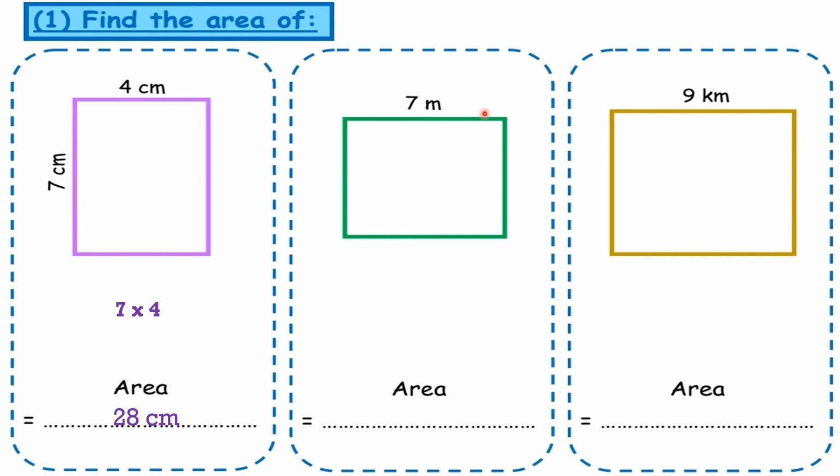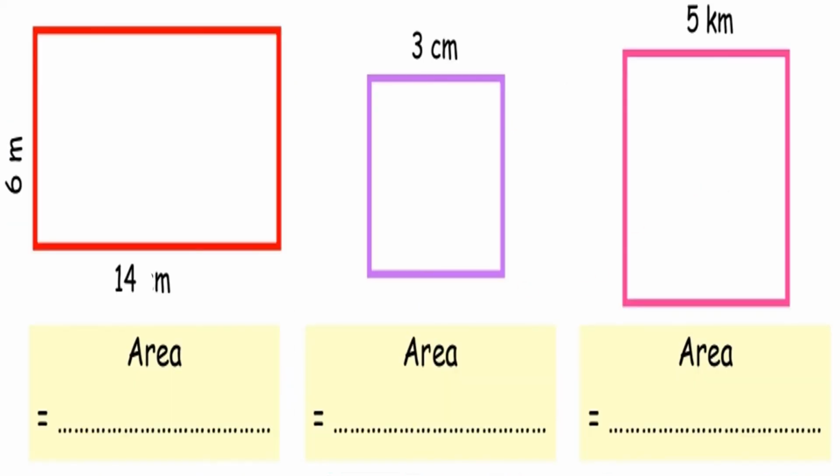This is a square. The area of a square is the side by side. So it's going to be 7 by 7 because this side is 7 and this side is 7. So 7 by 7 will give you 49 meters. This is a square and it has a side that is 9. I want to find the area of this square. I know that the area is side by side, so it's 9 by 9. 9 by 9 will be 81.